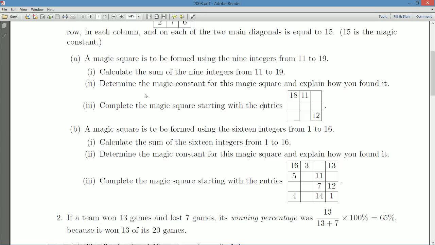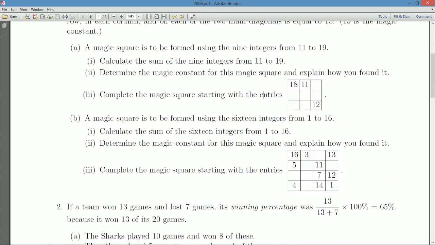Alright, B part. Looks like we're going to be doing the same thing, but now with a 4x4 magic grid, or magic square. So, calculate the sum of the 16 integers from 1 to 16. Again, this part isn't that hard, so I wouldn't recommend using anything fancy. You could probably use the sum for the first n natural numbers, which is n times n plus 1 over 2. You don't have to. You can just add them up.